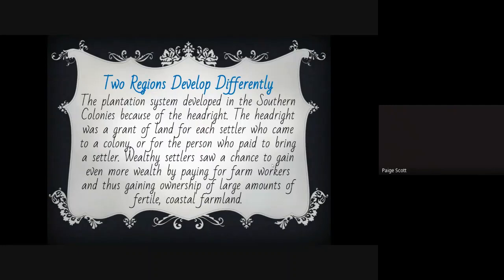So the two regions developed differently. The plantation system developed in the southern colonies because of the head right. The head right was a grant of land for each settler who came to a colony or for the person who paid to bring a settler. Wealthy settlers saw a chance to gain even more wealth by paying for farm workers and thus gaining ownership of large amounts of fertile coastal farmland.